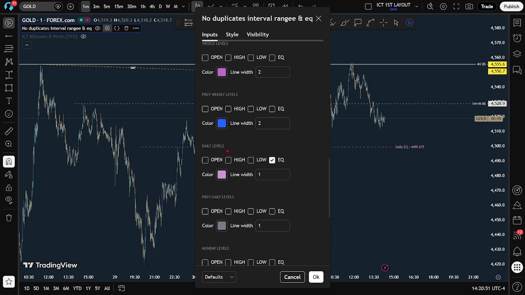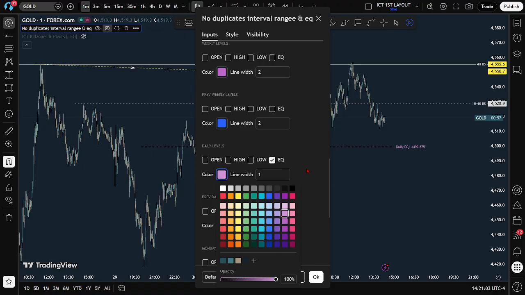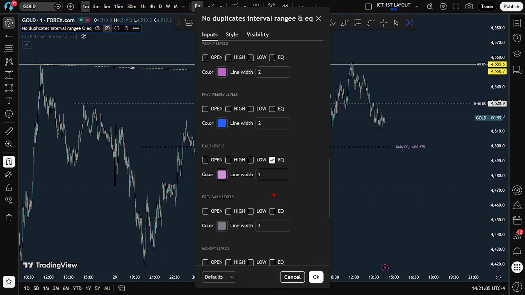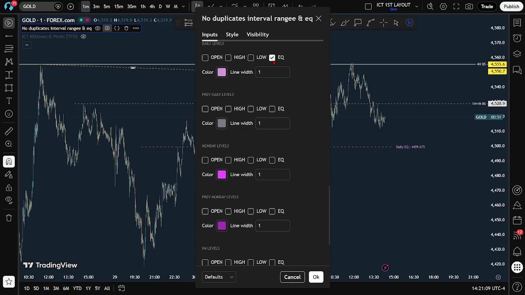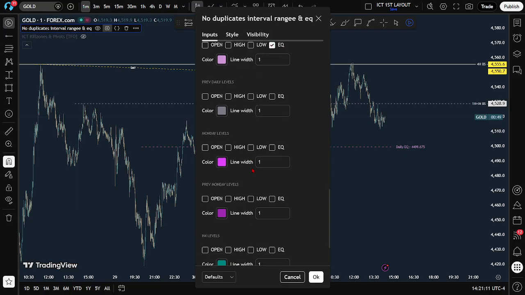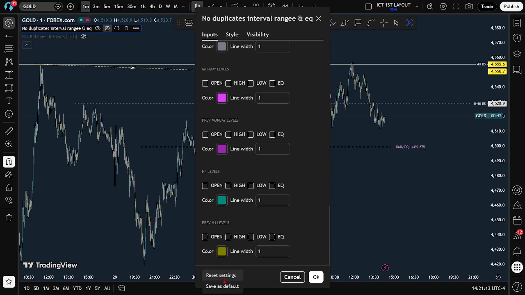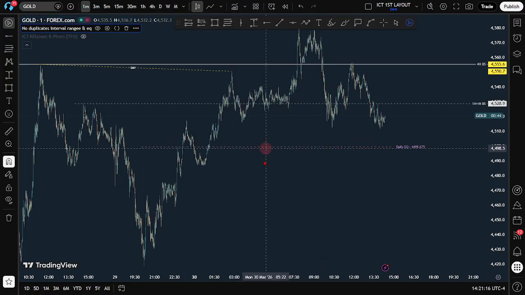The only thing you have to turn on is, go to daily levels, turn everything off except for the EQ, because if I turn this off, you see it will disappear from my chart. And I turn it on, you see it will come back, and I have it as a color here. My alignment is 1. Then continue turning everything off from that side. From here, turn everything off. Then after that, you want to save it as default and press OK. You get it like mine.